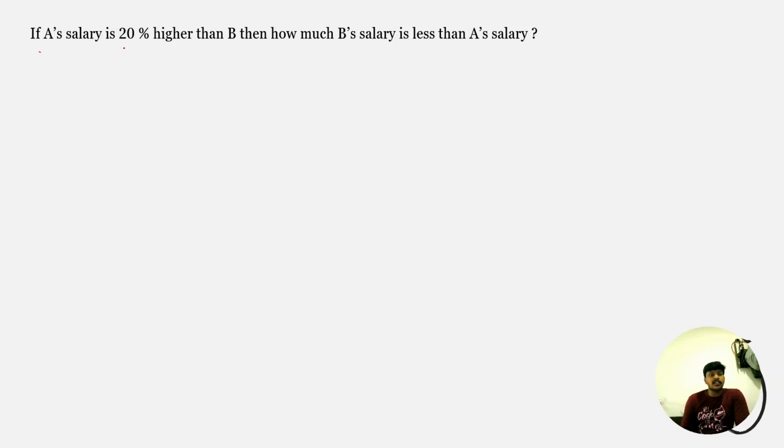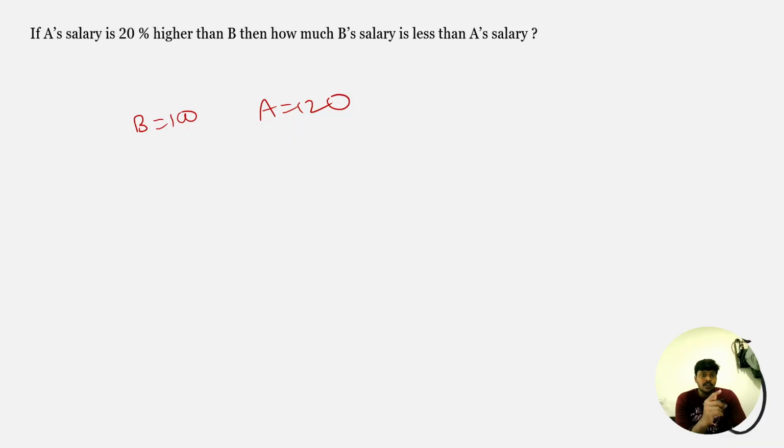If A's salary is 20% higher than B, let us take B equal to 100, then A has to be 120. Then B is how much less than A?